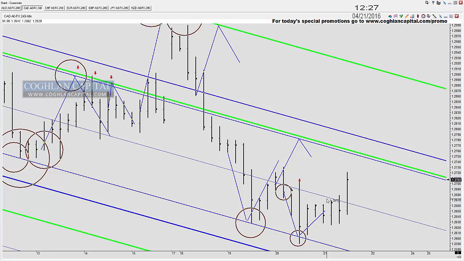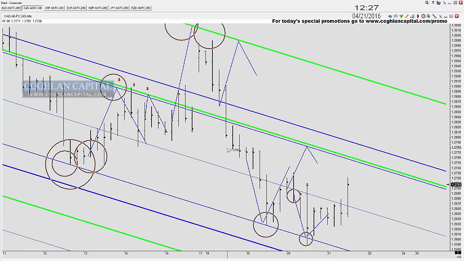Mooksy, sorry if I'm pronouncing your name wrong, I apologize. Mooksy is saying, do you think it's early for a bullish fork on the Canadian dollar? That spike seems like a real C pivot, to be honest. So let's look at that in just a second.